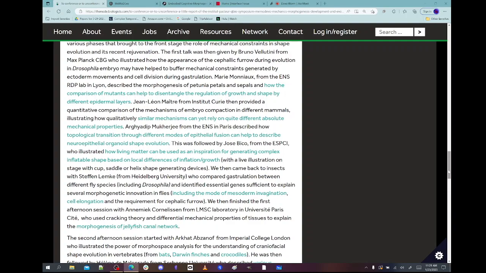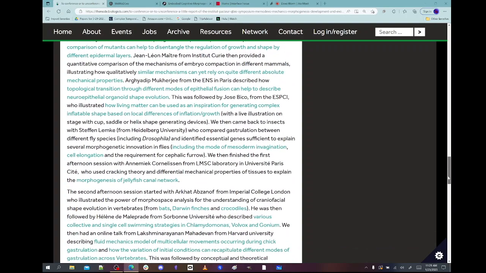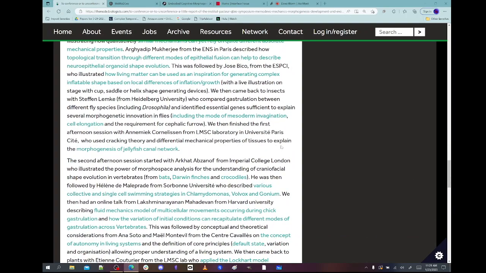And then finally, there was this talk for the first day where they were looking at differential mechanical properties of tissues that explain the morphogenesis of the jellyfish canal network. So this is a network within a morphology that is explained by different types of mechanical theories, such as cracking theory. So you can look at the jellyfish canal network as a mechanical structure, as well as a biological structure.